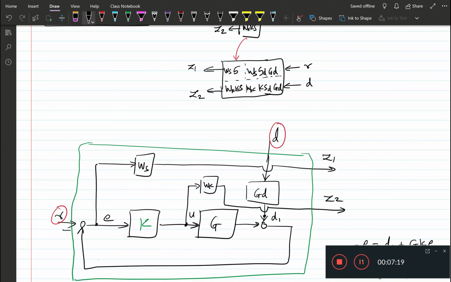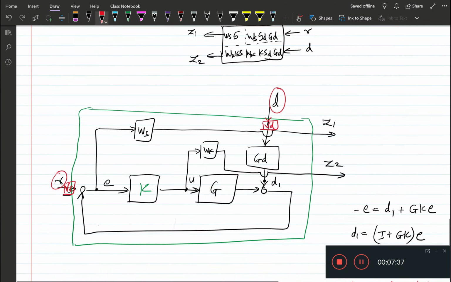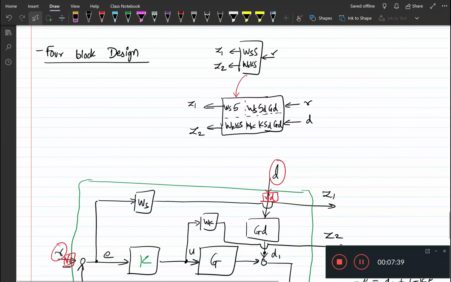the 4-block design. Now what is usually done is that we add additional blocks, filter blocks at the input of D, which we call VD, and at the input of R, which we call VR. So then we would have here VR and VD, R and D.